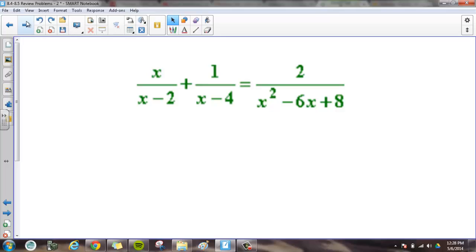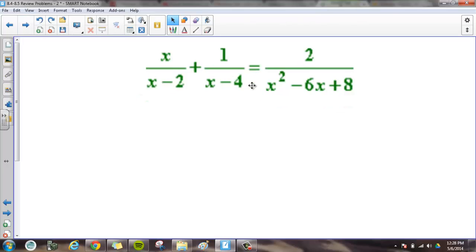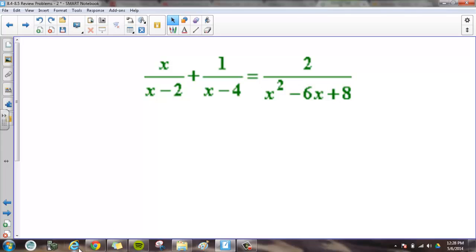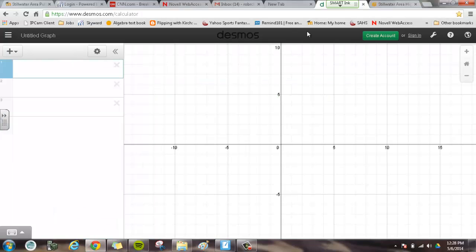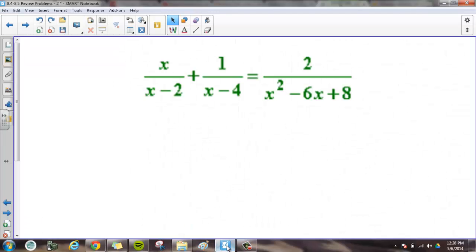Moving on to this one. Okay, so I'm going to teach you, like I taught my 6th hour, a new way to solve these type of problems. This is how it works. What we're going to do is take this and put it into Desmos, and we're going to let Desmos do the work for us to solve this.